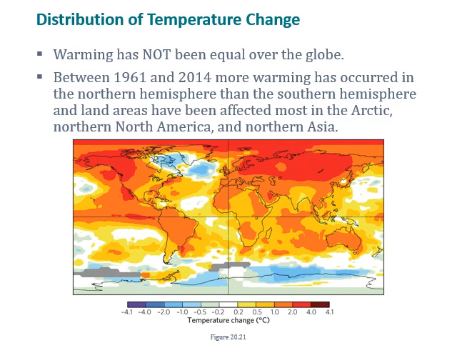Warming has not been equal all over the globe. Between 1961 and 2014, more warming has occurred in the northern hemisphere than in the southern hemisphere, and land areas have been affected mostly in the Arctic, northern North America, and northern Asia. However, it can be seen from the picture that most of the world is warming, relatively speaking.